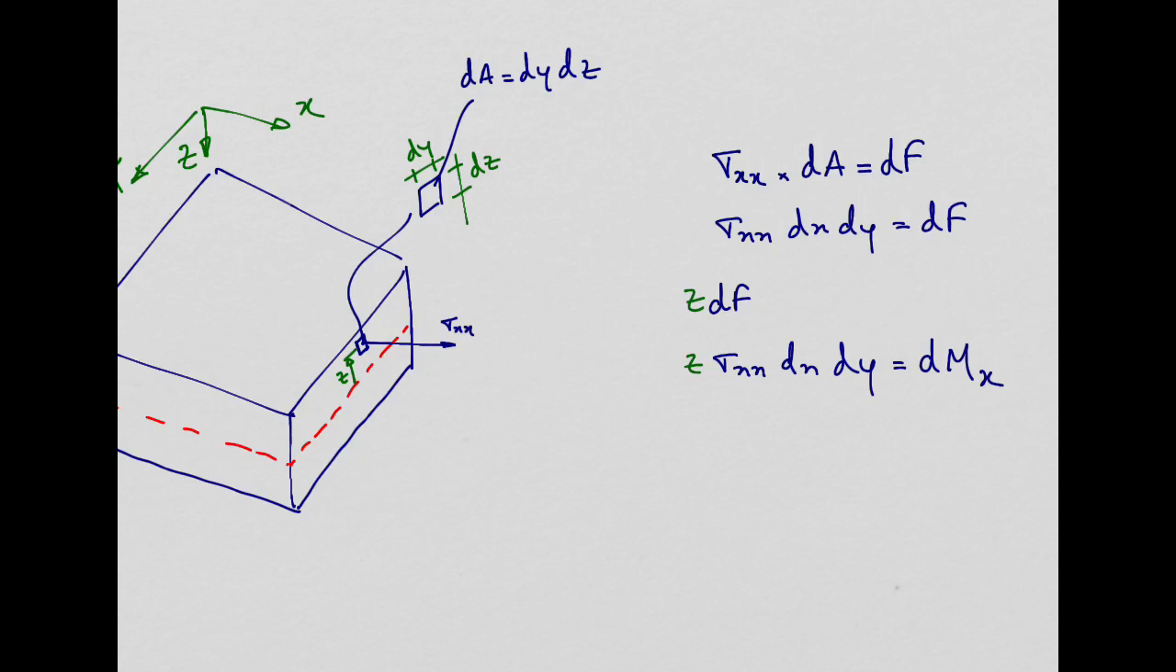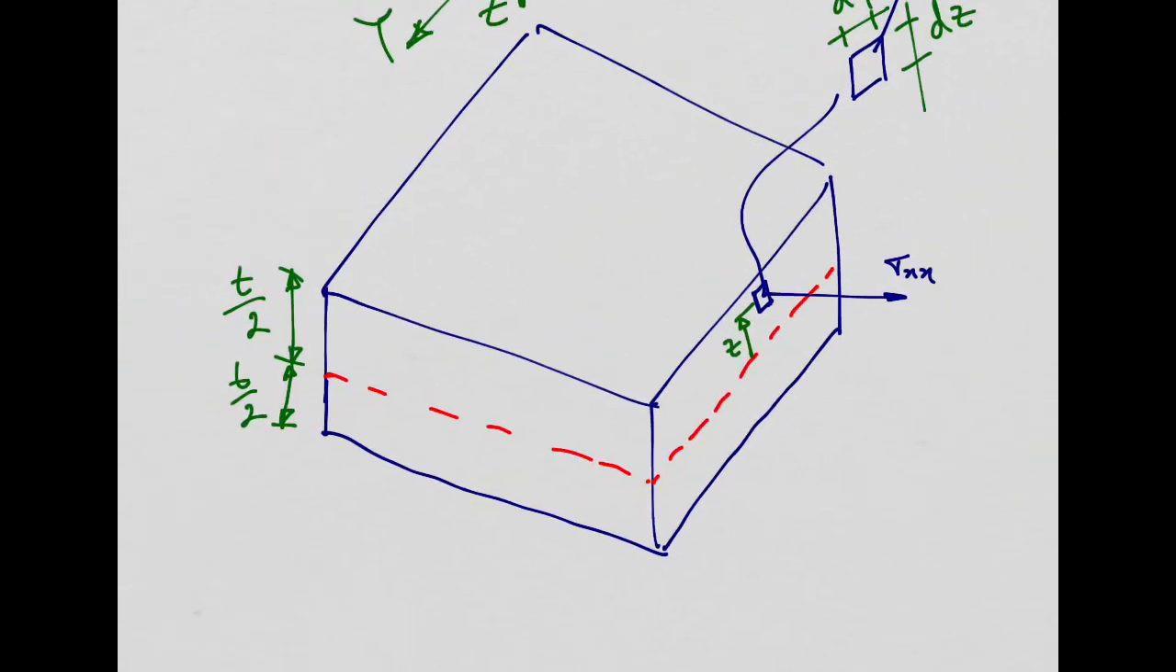Now, what I'm going to do is integrate both sides of this equation in z. So I'm going to do the integral in the thickness direction. The limits of my integral are going to be minus t over 2. So I'm going from this point here, minus t over 2, and integrate in this direction all the way until I get this point, plus t over 2. These are the limits of my integral, right?